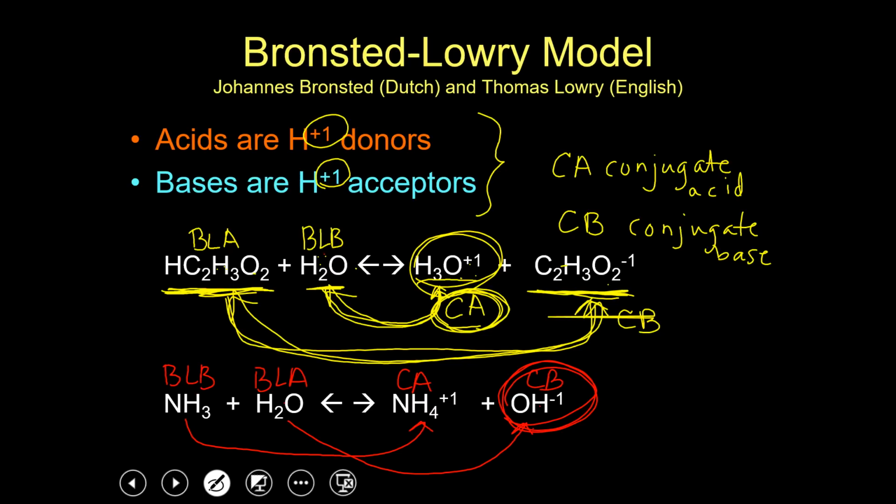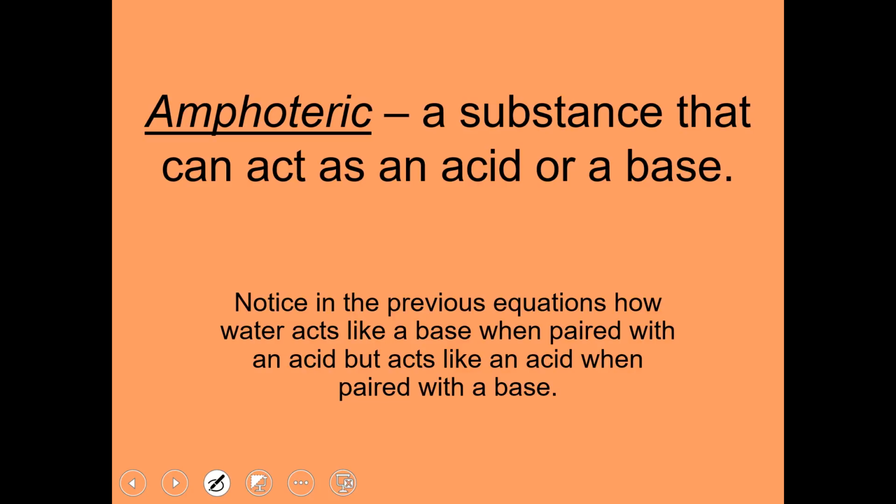Water can act like a weak acid or a weak base. And that gives water some special properties. It's a substance that can act as an acid or a base. And we call that amphoteric. It's not the only substance. You'll see some other examples of it.